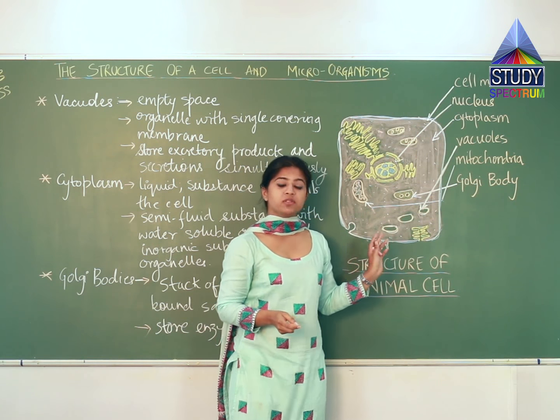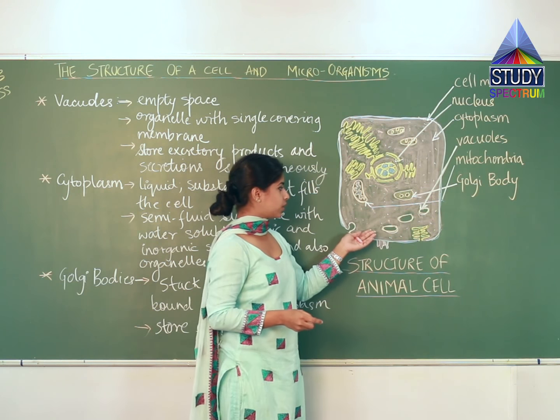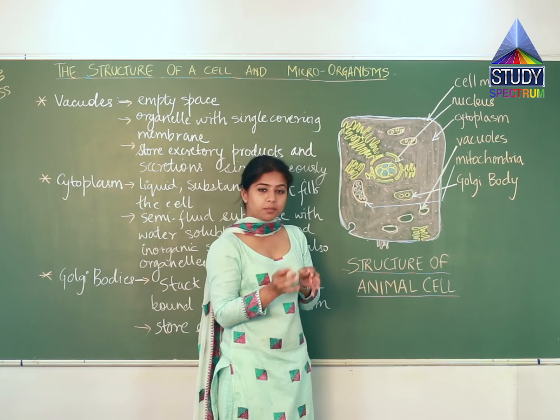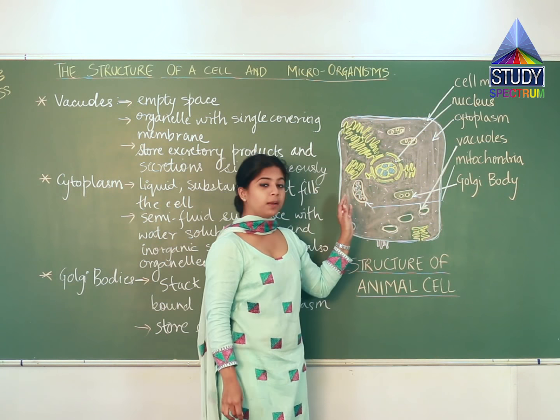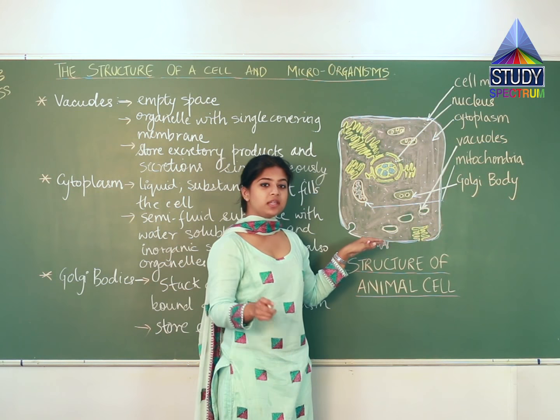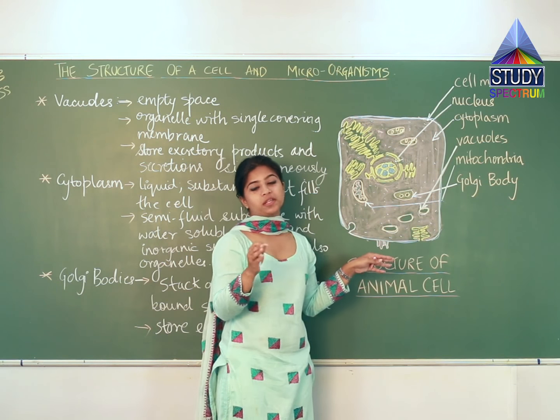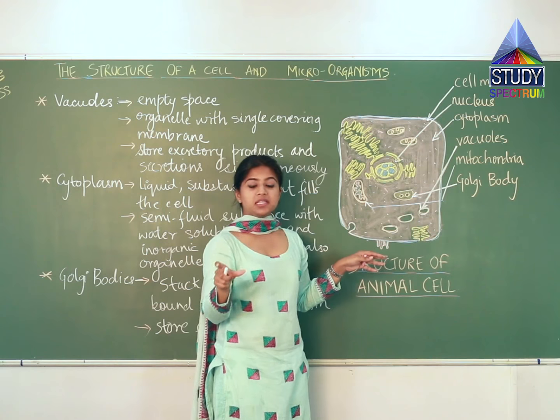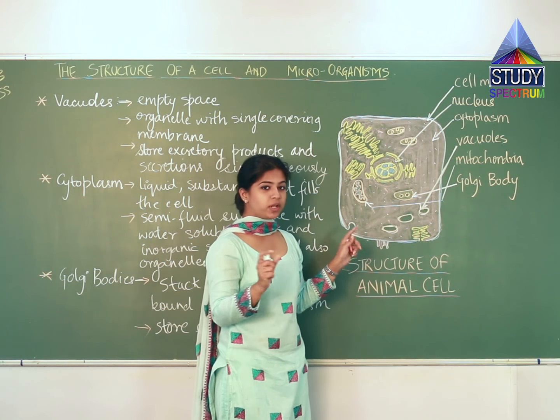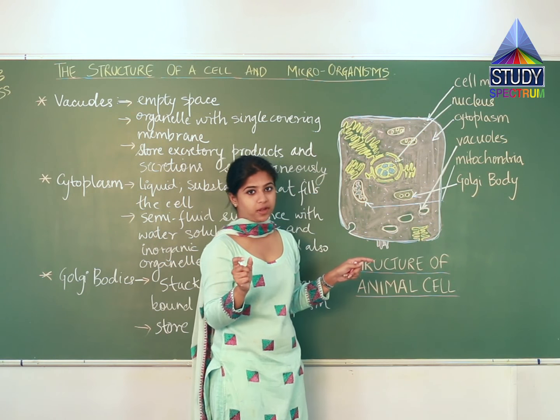These vacuoles are present in the whole of the structure in many numbers actually, but the number of vacuoles in an animal cell is more than the number of vacuoles in plants, because plant cells have larger vacuoles while animal cells have smaller vacuoles.